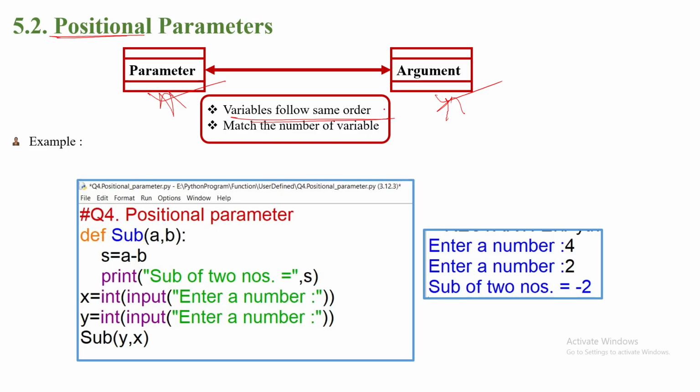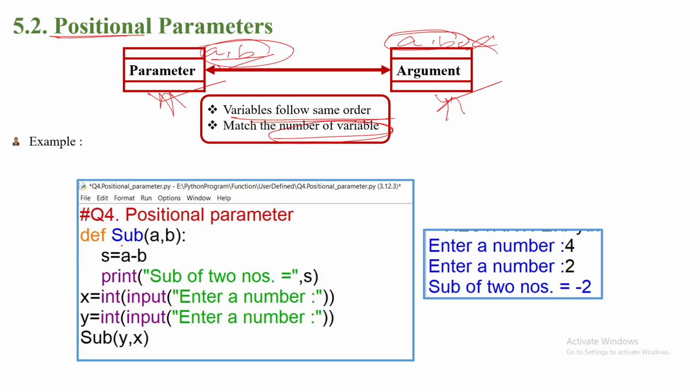cannot be changed. Match the number of variables, means suppose in the argument you passed 3 variables, but the parameters receive only 2 variables, so it will not match. That is why it generates the error. That is why we match the number of variables. If the parameter has given 2, you should pass 2 values also, not 3, right? So this is the positional parameters.